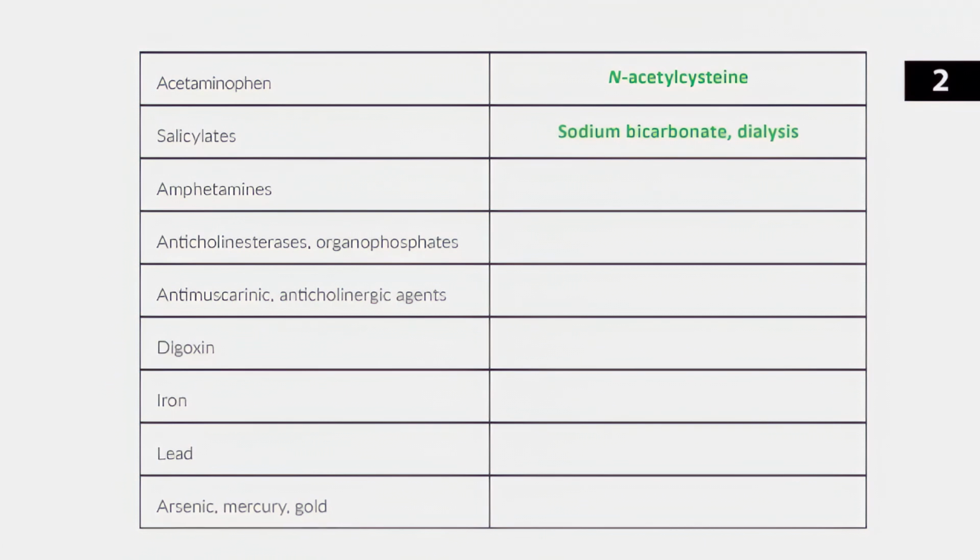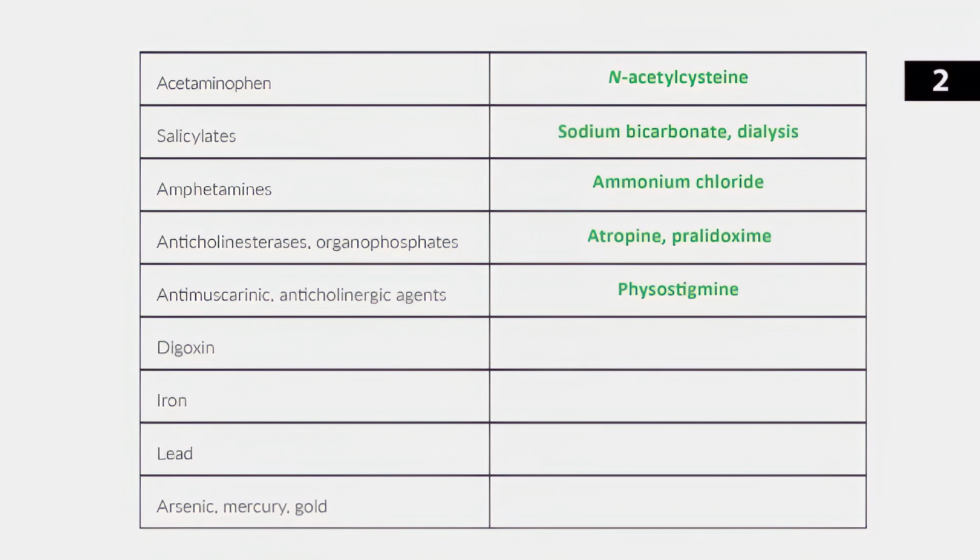Amphetamines, these are weak bases, so you're going to acidify the urine with ammonium chloride. Anticholinesterase, organophosphates, the reversal agents are atropine and pralidoxime. Pralidoxime is going to regenerate that acetylcholinesterase. Antimuscarinic, anticholinergic agents, remember the prototype antimuscarinic is atropine, and we fix an atropine overdose with physostigmine.